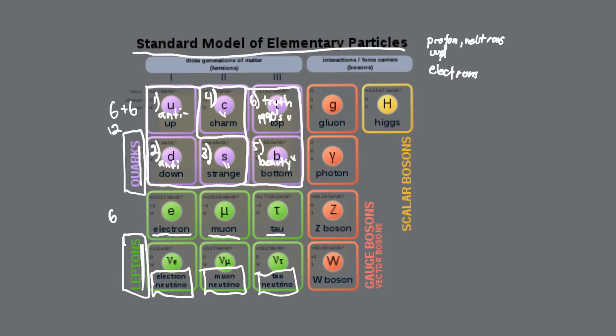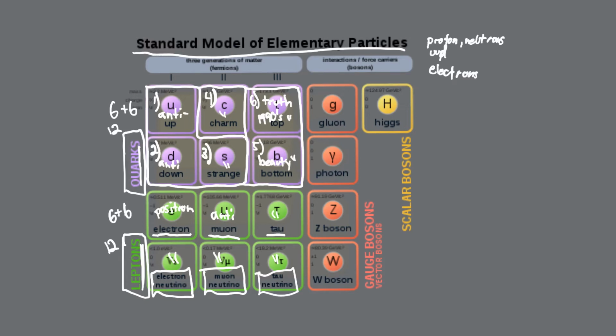And we have the same thing with the leptons. There's antimatter versions of these leptons. So the anti-electron actually has a special name. We call it the positron. And then we have anti-muons, anti-taus, anti-neutrinos, all of these. So we have 12 leptons. So now we're up to 24 particles.